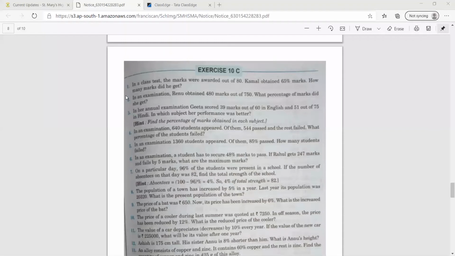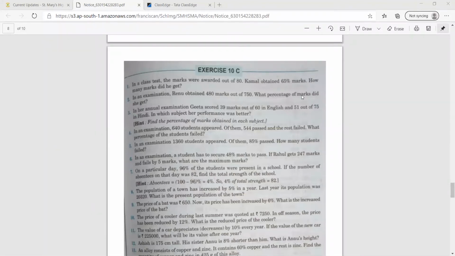Question 2. In an examination, Renu obtained 480 marks out of 750. It means the total exam was out of 750 and she secured or scored 480. What percentage of marks did she get?